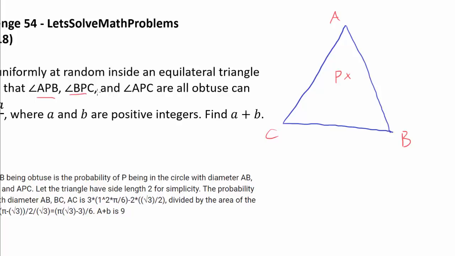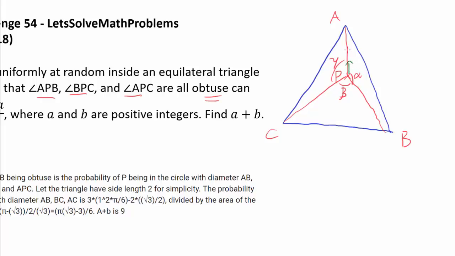We're looking at angle APB, BPC, and APC, and these are this angle, so that's the first one. And the second angle is angle BPC, this angle. And the final angle is APC. And we want to make sure that all three angles are obtuse. For this particular case, it looks like we have every single angle being obtuse.